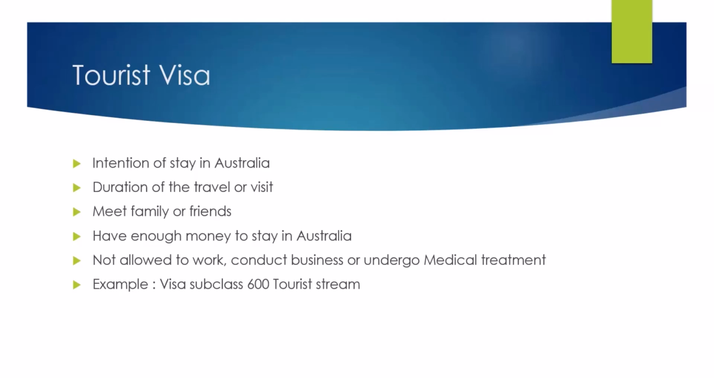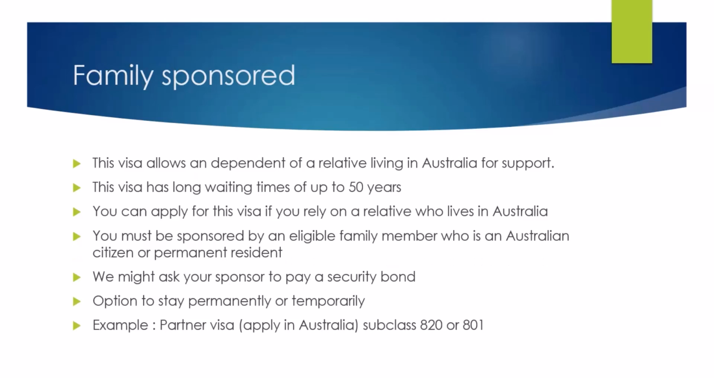You also need to make sure that you have enough funds to stay in Australia to cover all your expenses while you're traveling. You're not allowed to work, conduct any sort of business, or undergo any medical treatment under this visa. You need a different visa to do all these sorts of activities. One of the basic examples for this type of visa is subclass 600 tourist stream.